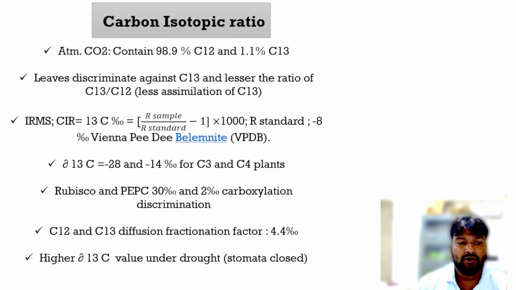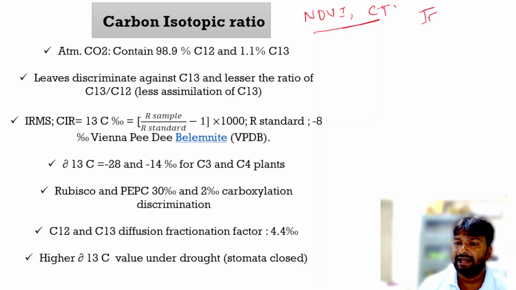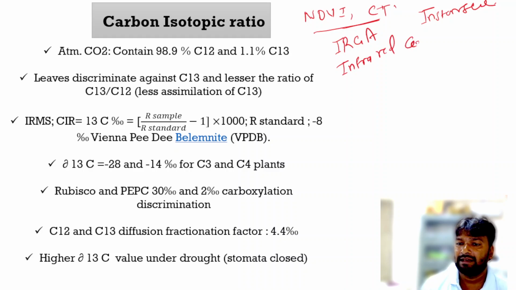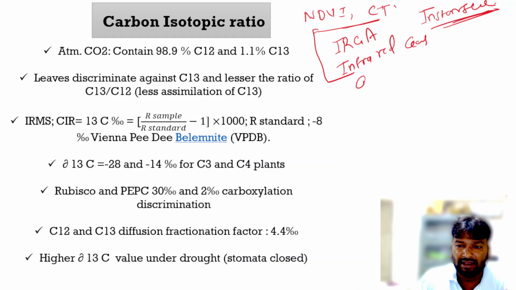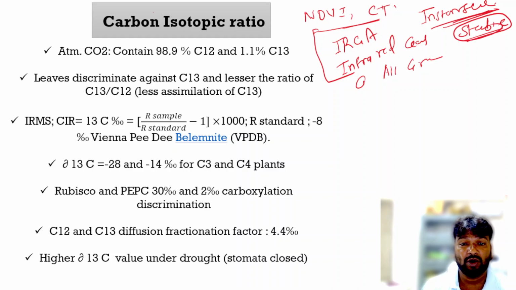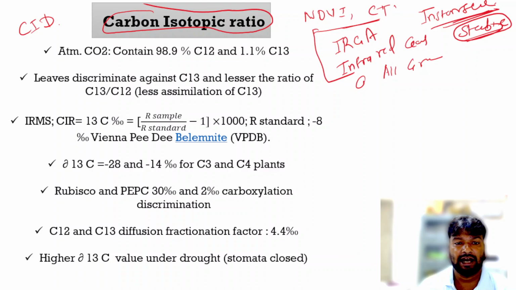Okay. So friends, earlier we have discussed NDVI and canopy temperature. These are used for instantaneous measurements, like the infrared gas analyzer. So these instruments are used for instantaneous measurements. It means if we take today's measurement, it is for today. They are not useful for the whole growth stage. So for this we use the stable measurement that is known as carbon isotopic ratio, or CID, carbon isotopic determination.